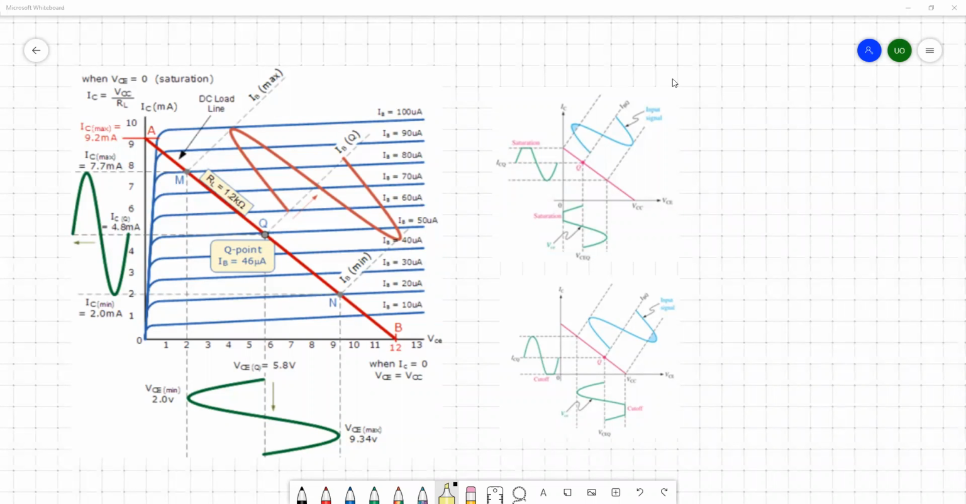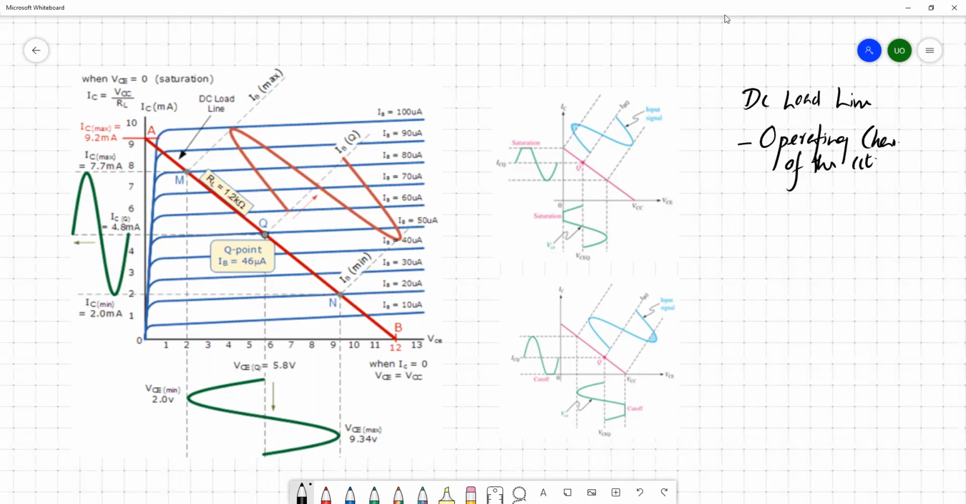Okay, last time we discussed the DC load line concept. So the DC load line is actually the operating characteristic of the circuit.